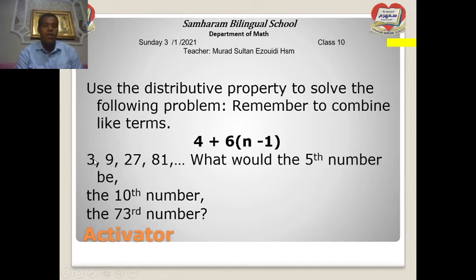You can see that 3, 9, 27, 81, and so on. This is a number sequence. What would the fifth number be? This question is addressed to my learners. And also, what would the 10th number be, and what would the 73rd number be?